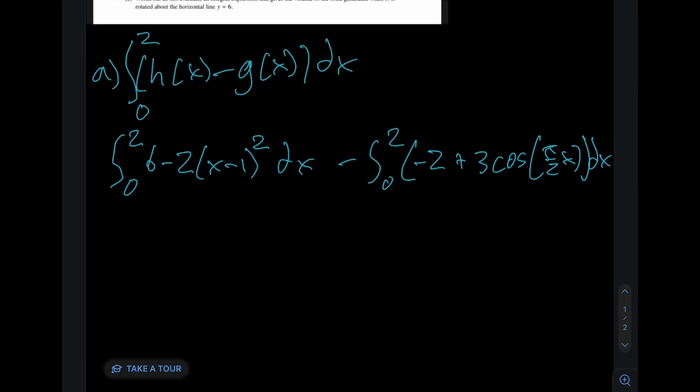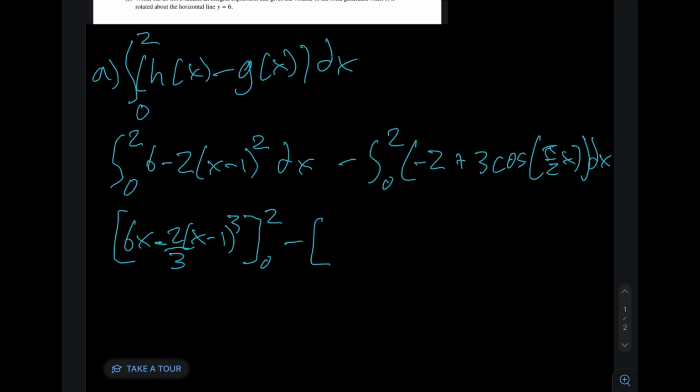So now that I have both of these split up, we actually will get to integrating them now. So for h of x, the integral of 6 is going to be 6x. The integral of (x minus 1) squared is going to be (x minus 1) cubed. But then you obviously have to, in a derivative, you'd bring that 3 down. So you have to divide by 3 to make sure that all balances out. And then from 0 to 2, then you're going to subtract over here.